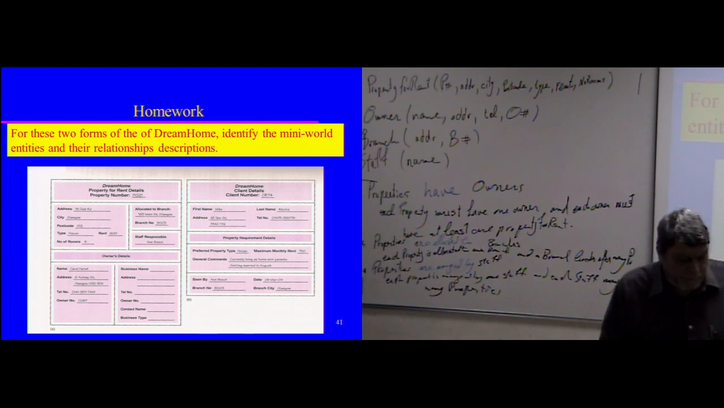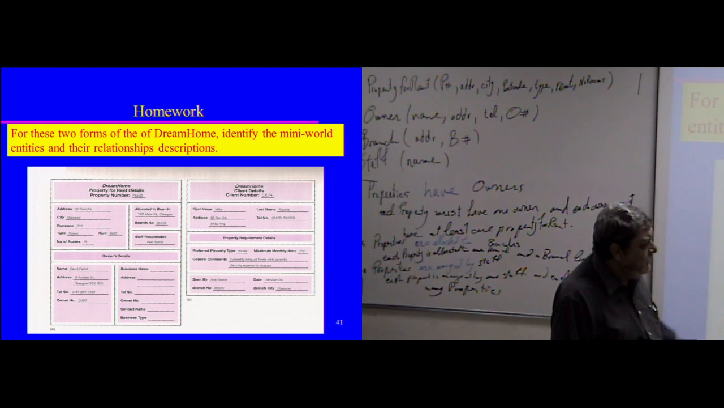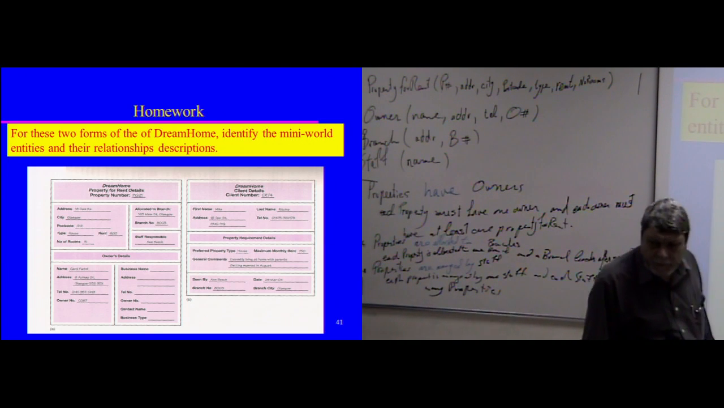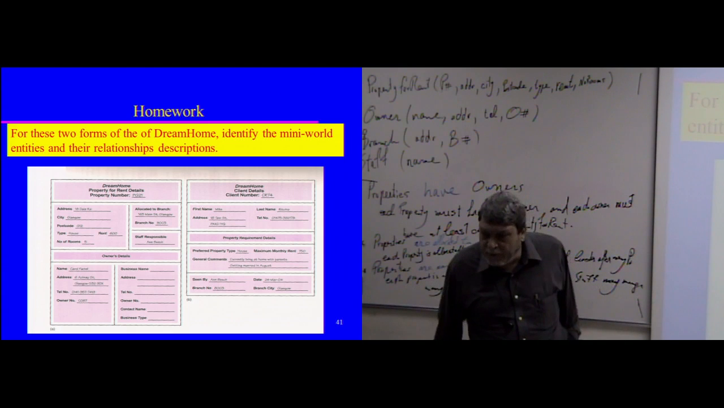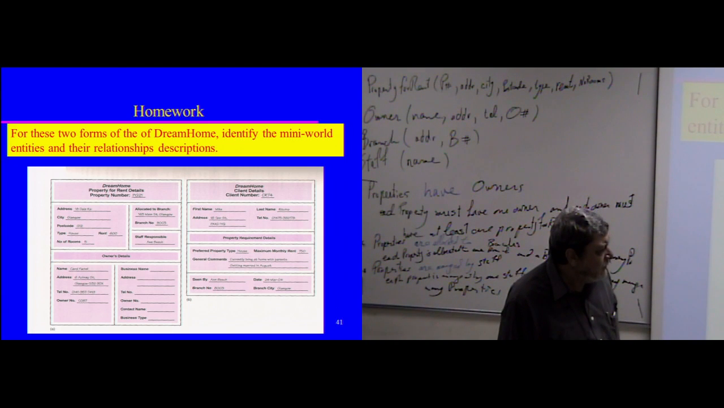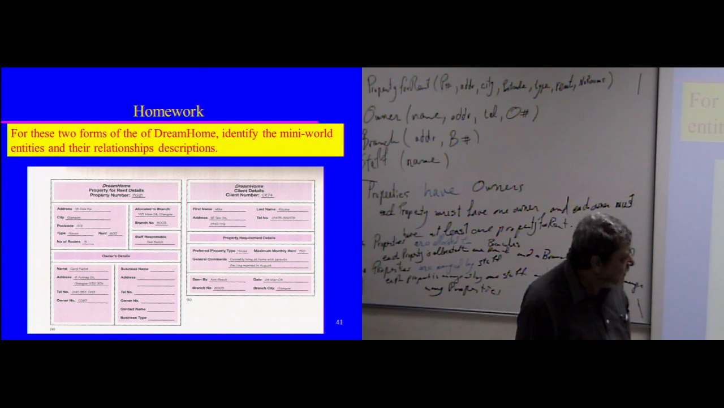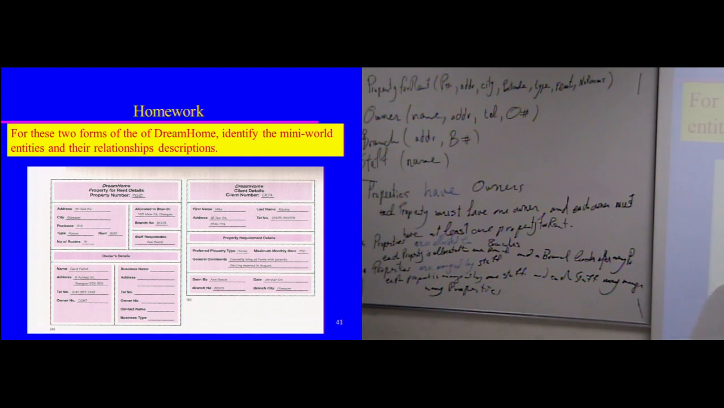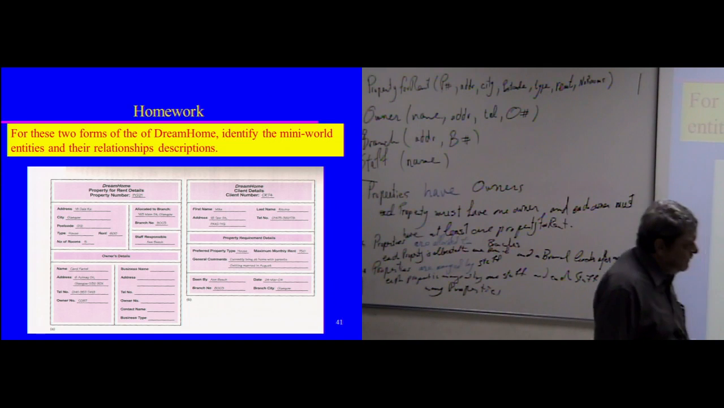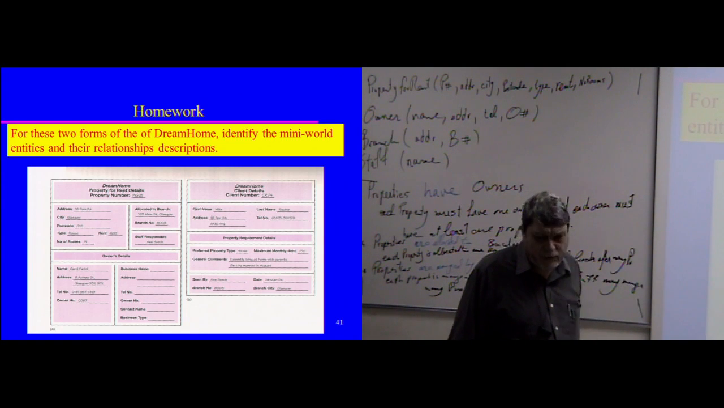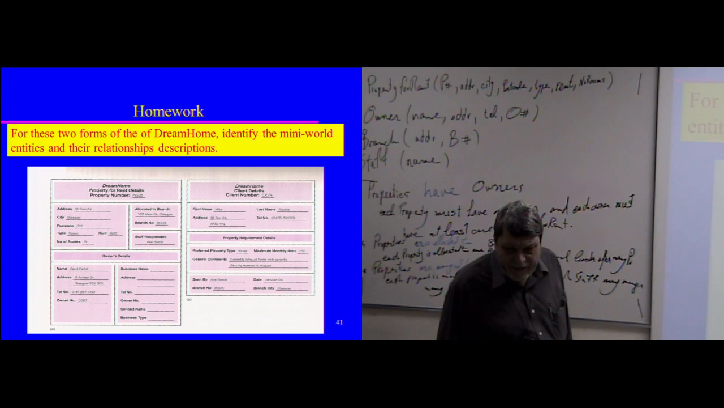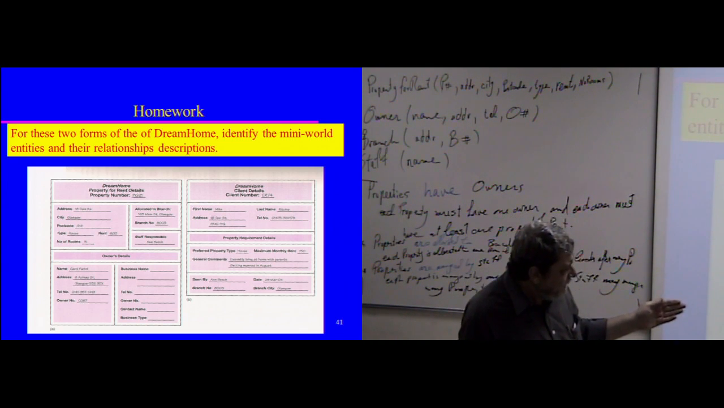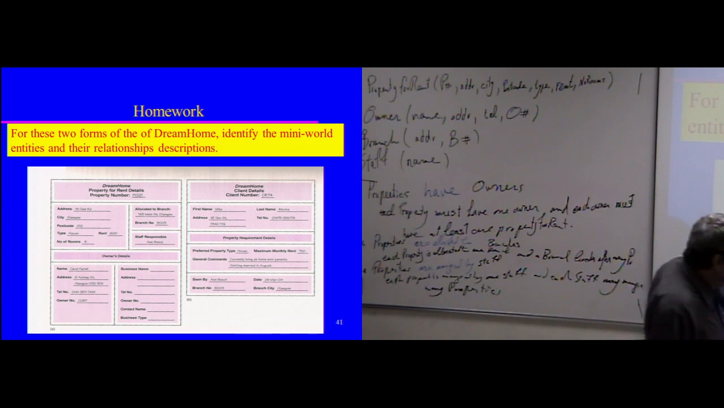So let us do this exercise quickly. So in this form we have what? Client. We have client and attributes about the client, which are client number, first name, last name, address, telephone number. This is part of the address, I think. So we have attributes, we have client number as well. So these are the attributes about client. We also have preferred property type. We have maximum monthly rent. We have general comments. What are these?